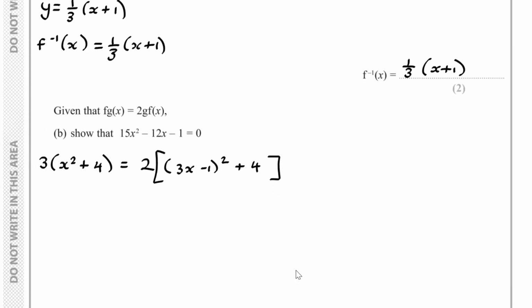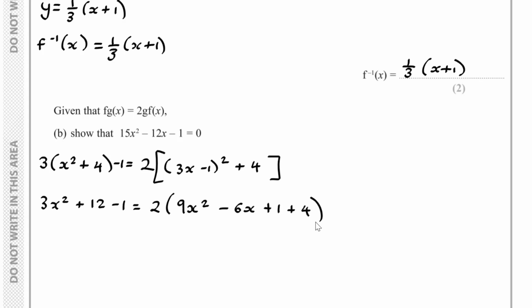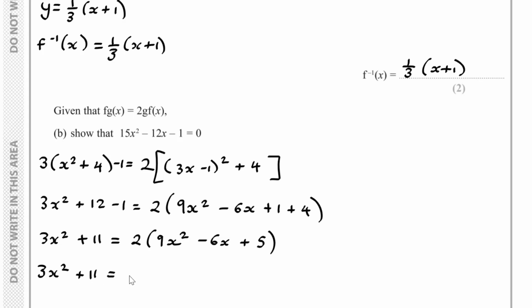So let's tidy all this up. We've got 3x squared plus 12. Sorry, and here we've got a minus 1. And this is equal to 2 lots of 9x squared minus 6x plus 1 plus 4. So we've got 3x squared plus 11. This is equal to 2 lots of 9x squared minus 6x plus 5. So we've got 3x squared plus 11. This is equal to 18x squared minus 12x plus 10.